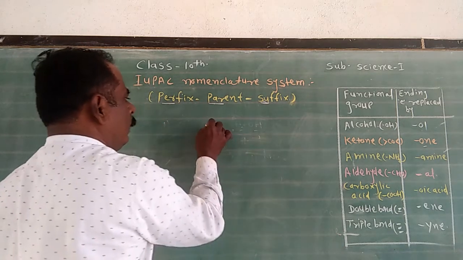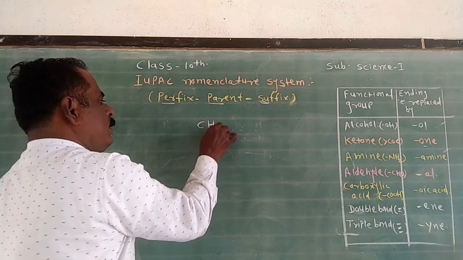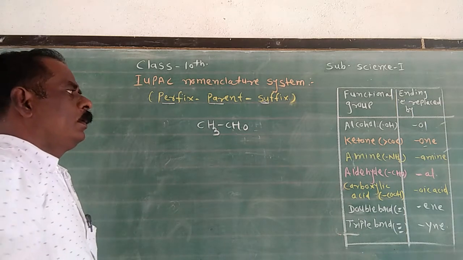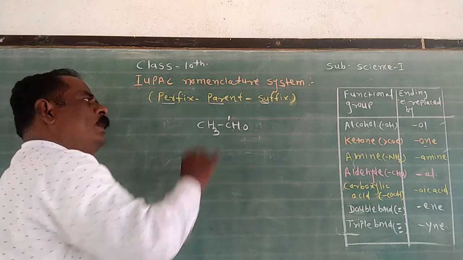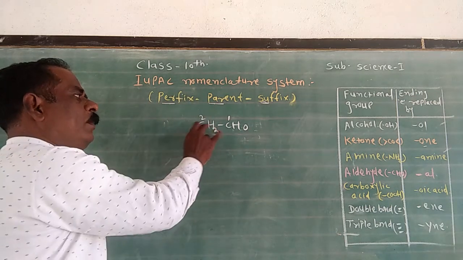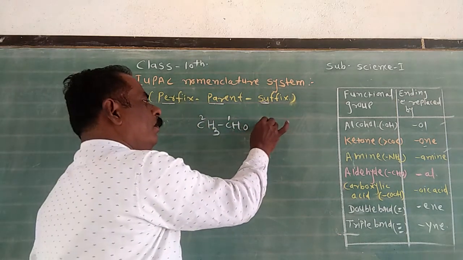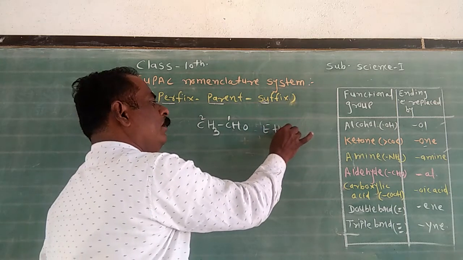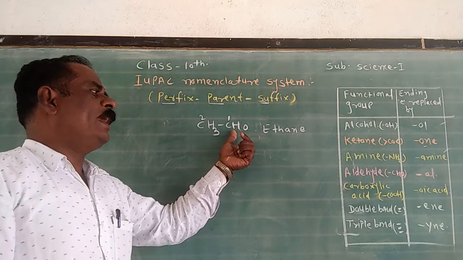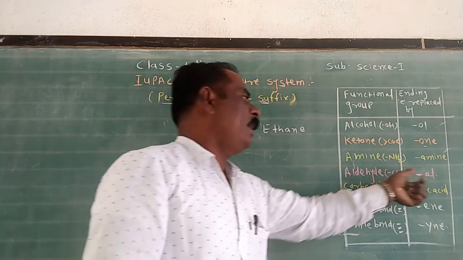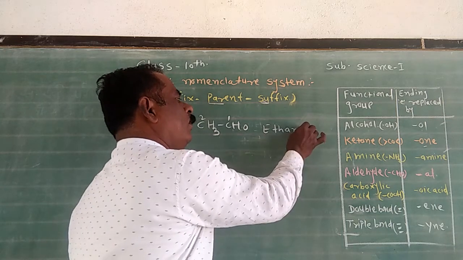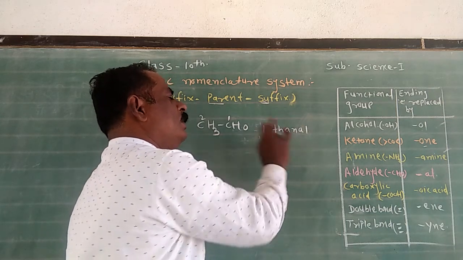Aldehyde: CH3, CHO. Here give the number 1 to the functional group CHO carbon. Remember 2. How many carbon atoms are present? 2. Name of alkane is ethane. Here which is the functional group? CHO, aldehyde is the functional group. E is replaced by AL. Remove the E and add the word AL. The IUPAC name is ethanal.